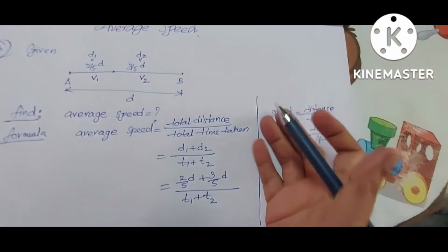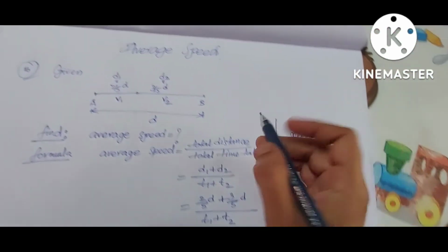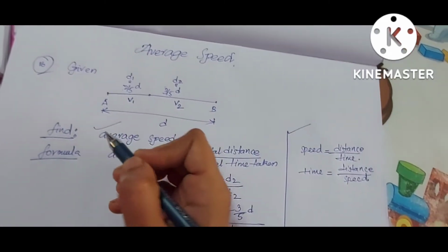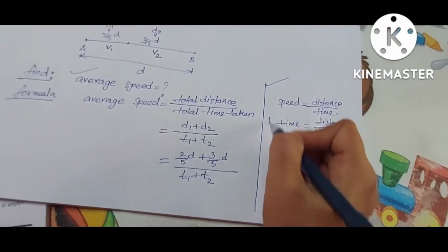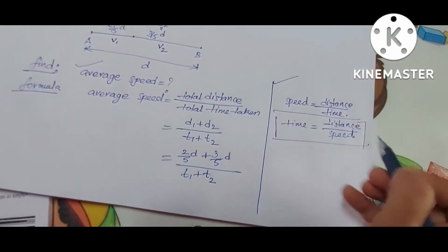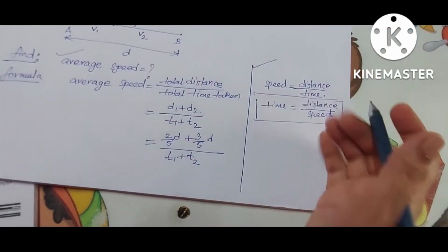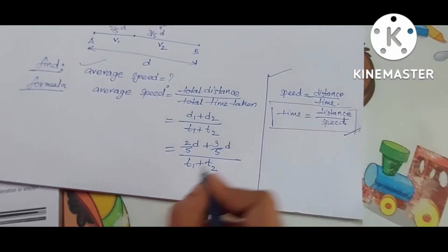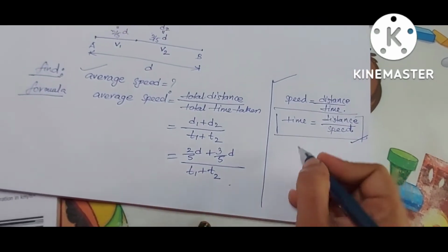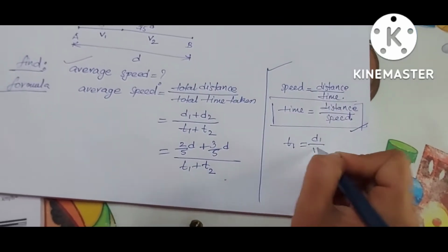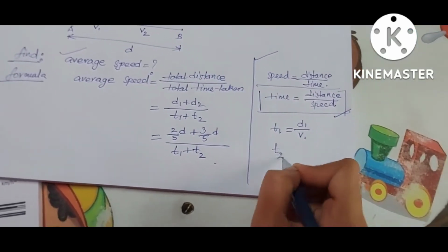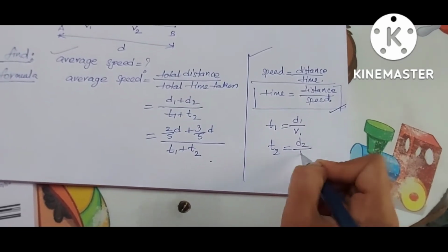And the next, speed is equal to distance by time. We all have to use this formula. Unless we use this formula, we are not going to get any answer. So the simple thing is, from the formula, we need to interchange the speed and the time. We will get distance by speed. So we want T1 and T2. T1 is equal to D1 by V1, and the second one, T2 is equal to D2 by V2.